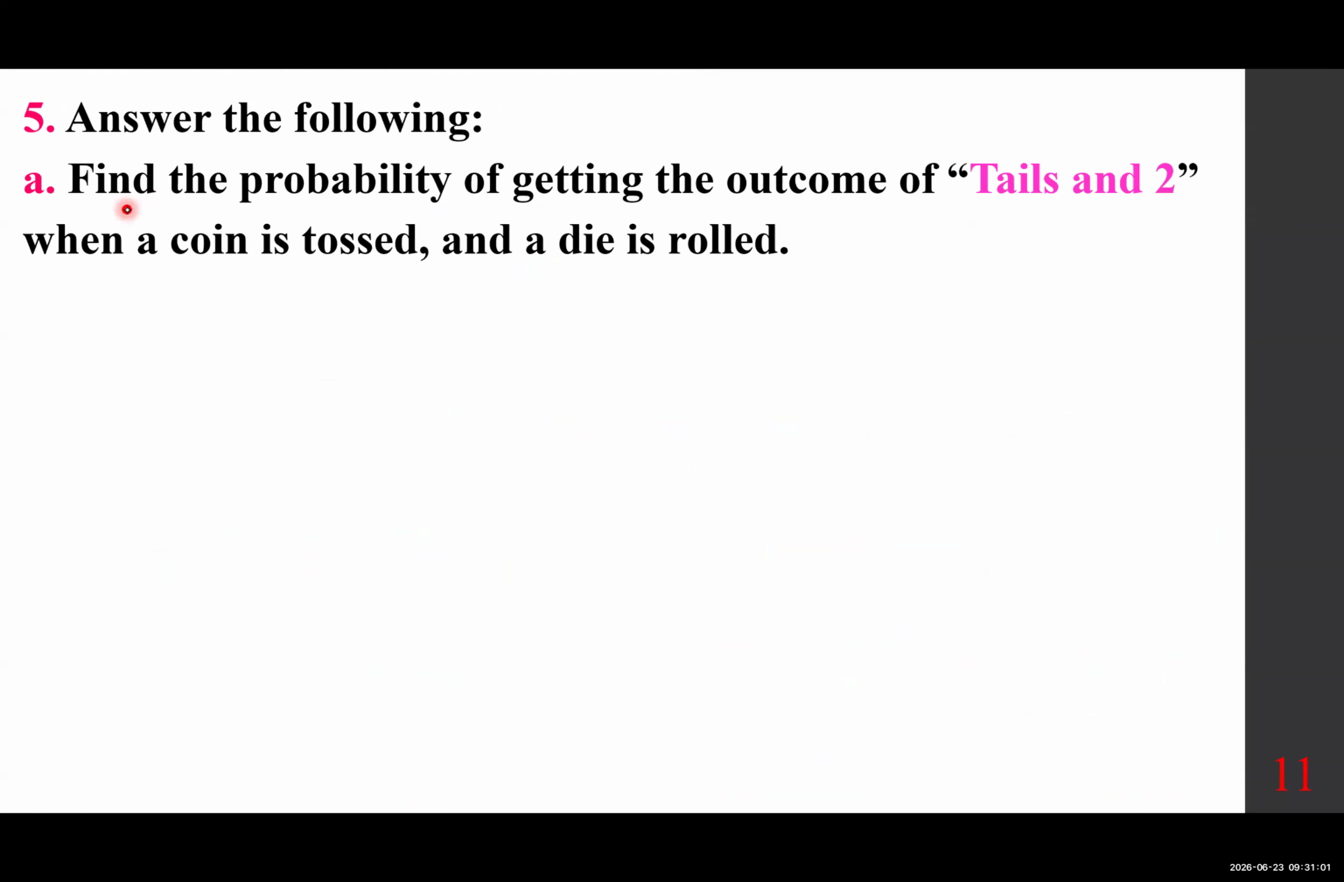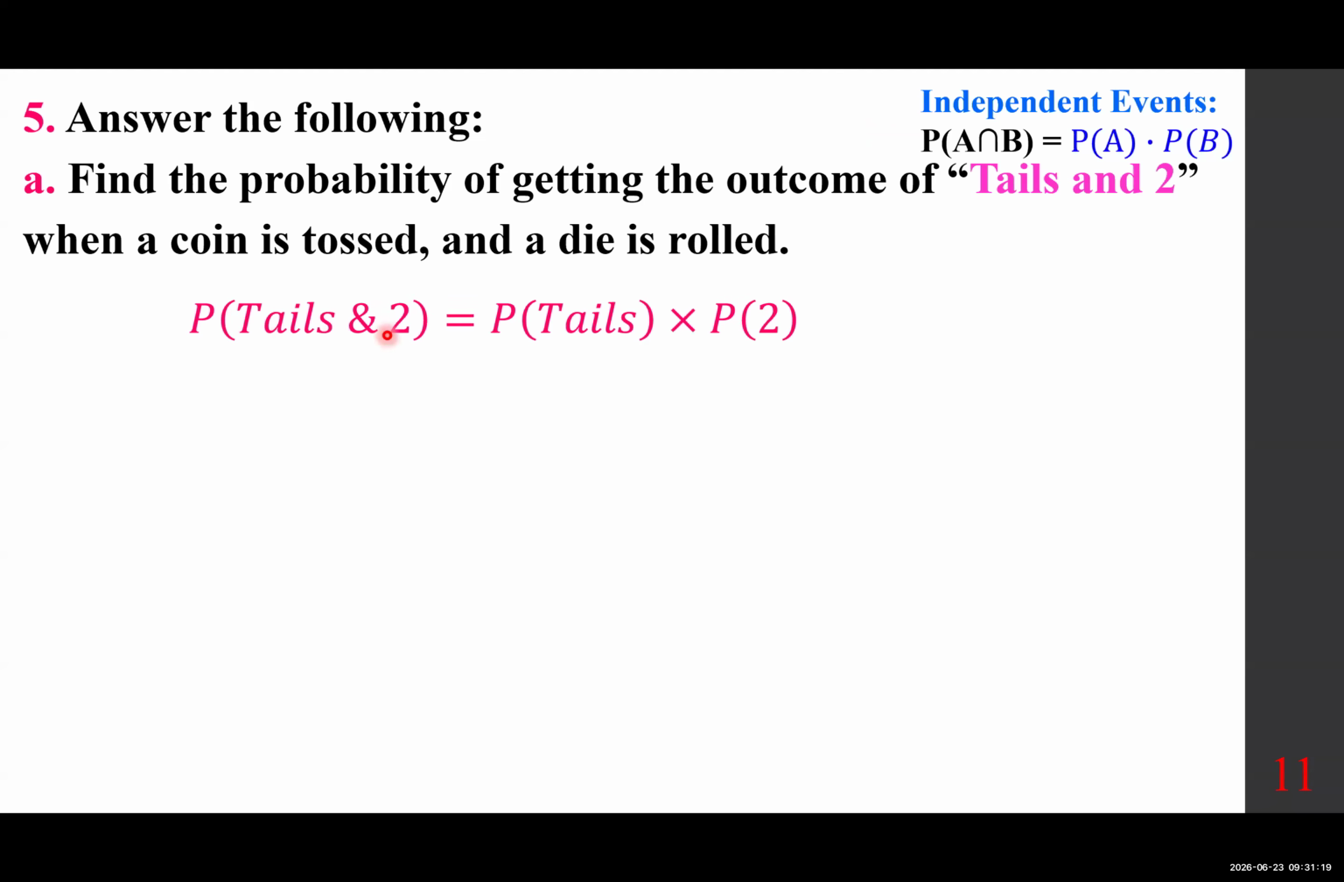Find the probability of getting the outcome of tails and 2 when a coin is tossed and a die is rolled. Well, we discussed independency. Probability of A intersection B is probability of A times probability of B, and the two events are independent. That means P of tails and 2 would be P of tails times P of 2.